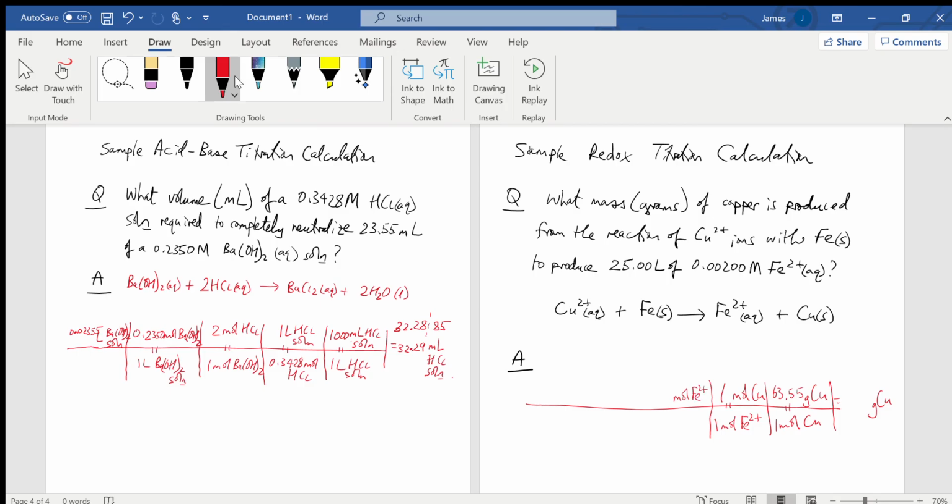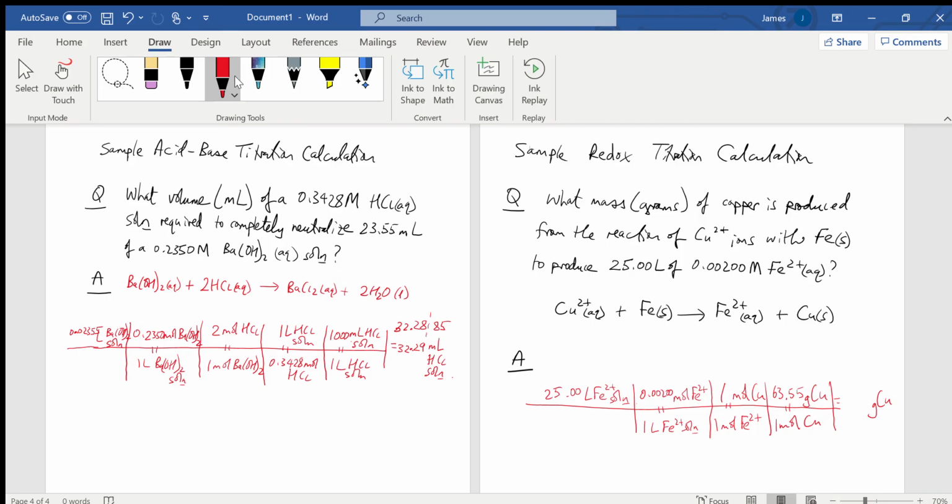From the question, I know the concentration is 0.00200 mole, and that's molarity, sorry, so that's in 1 liter of iron 2+ solution. So I can put liter of iron 2+ solution here. But I didn't just use 1 liter, I used 25 liters. So multiply everything on the top, divide by everything on the bottom.